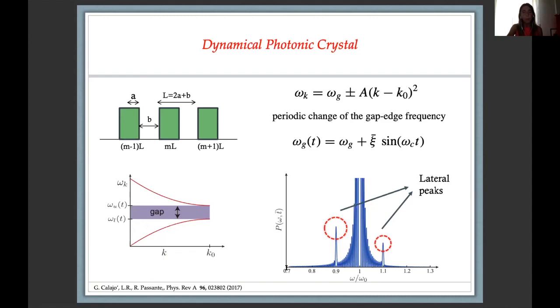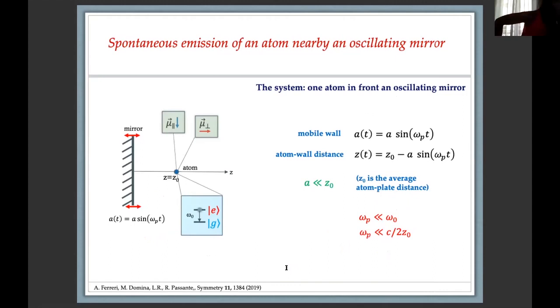Now we focus our attention on the main topic of this talk, in particular the spontaneous emission of one atom nearby an oscillating mirror. We consider one atom located in front of an oscillating mirror, and we suppose that our mirror moves according to the equation of motion given by this expression, where A is the oscillation amplitude and omega_P is the oscillation frequency. In the reference frame comoving with the boundary, the atom-wall distance depends on time according to this equation, where zeta_0 is the average atom-plate distance.